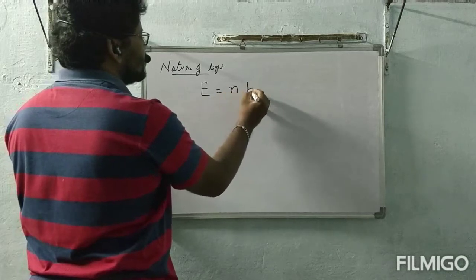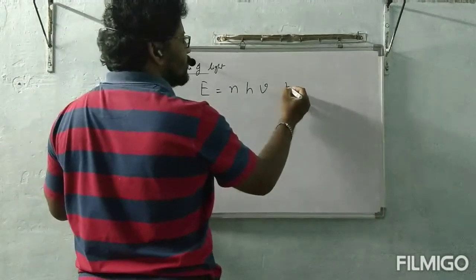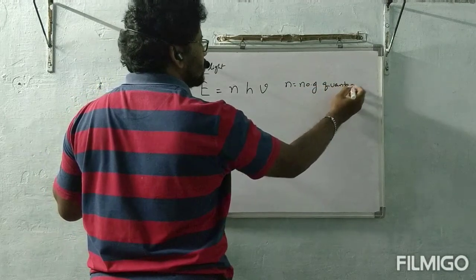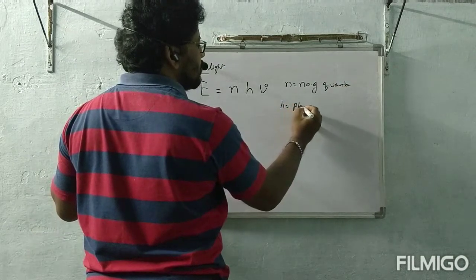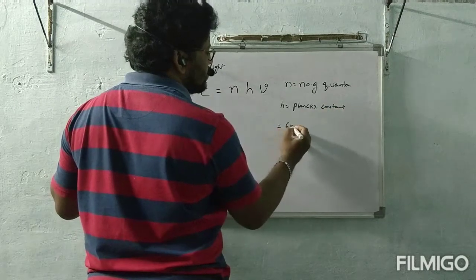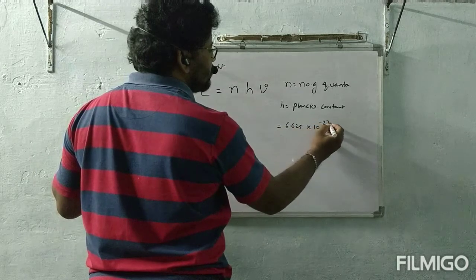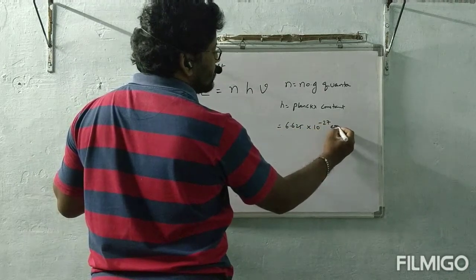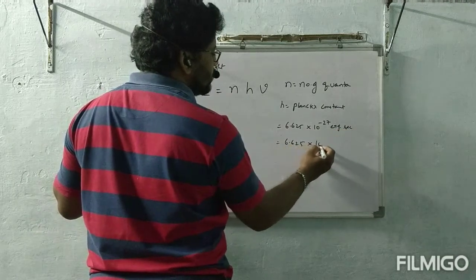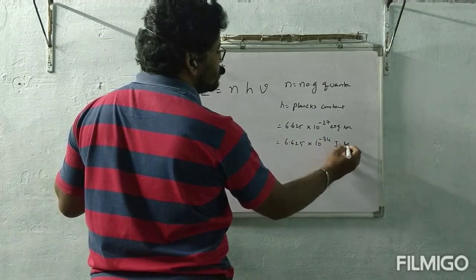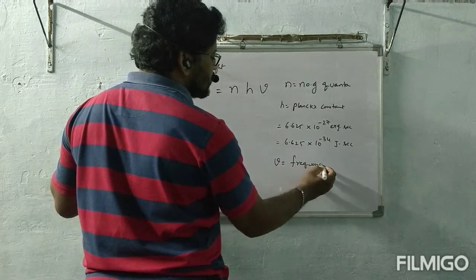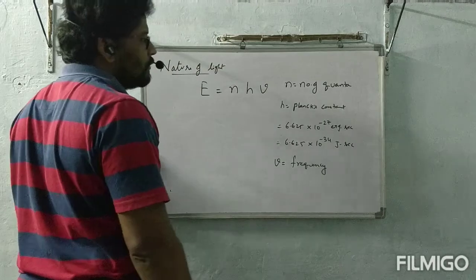E is equal to N h nu, where N is equal to the number of quanta, h is equal to Planck's constant, which is equal to 6.625 into 10 power minus 27 erg second, which is equal to 6.625 into 10 power minus 34 joule second. Nu is equal to frequency. Frequency is not a constant. According to the given problem, we can fix that.